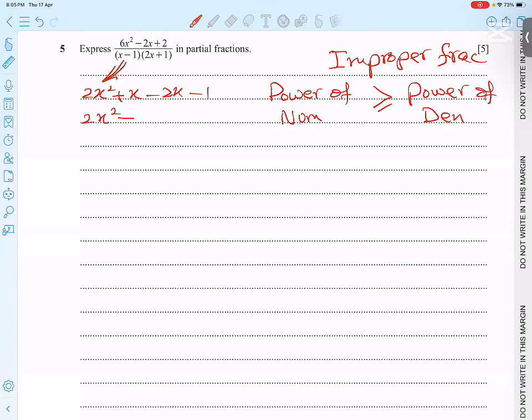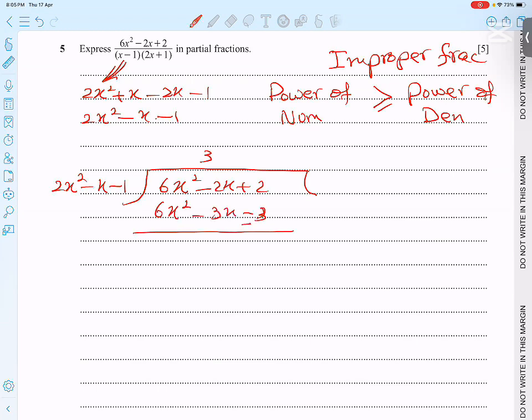So ultimately, I got this. This is done. Now I'm doing long division. This long division is very, very important. Otherwise, you will lose marks if you start this question directly. So 3 times that, so I get this.